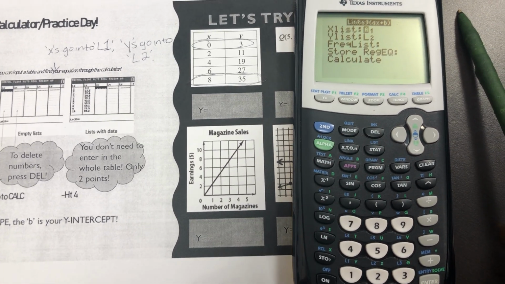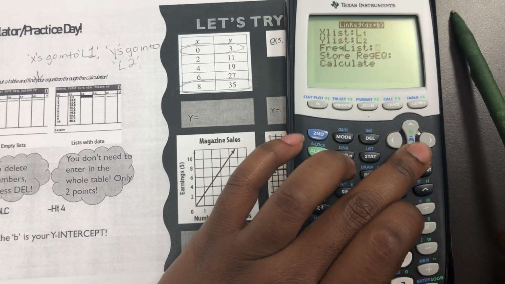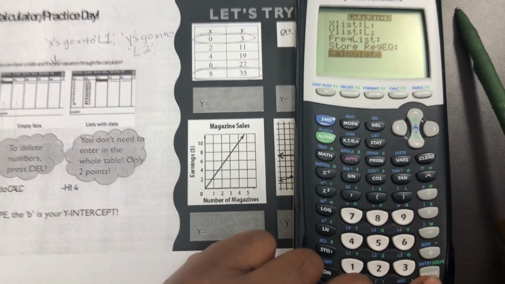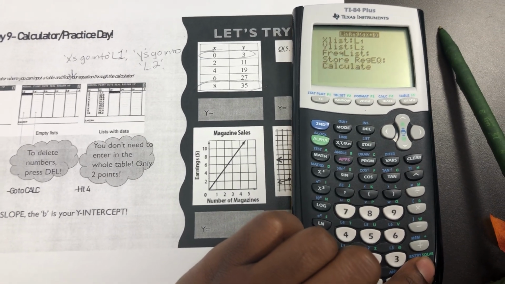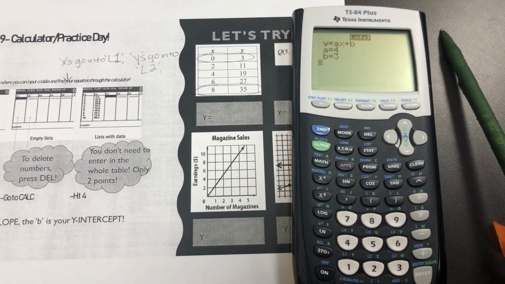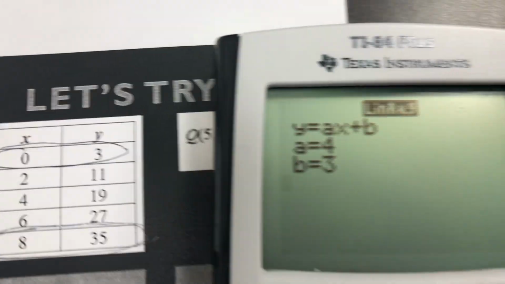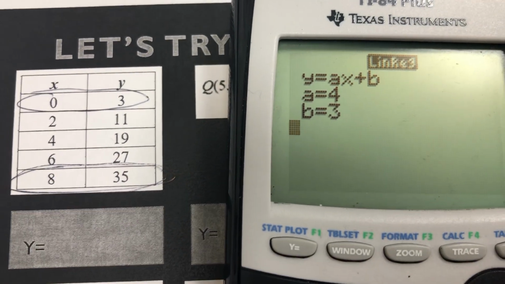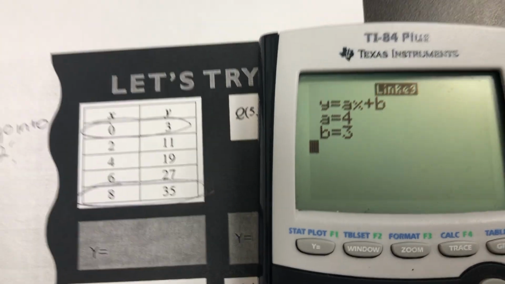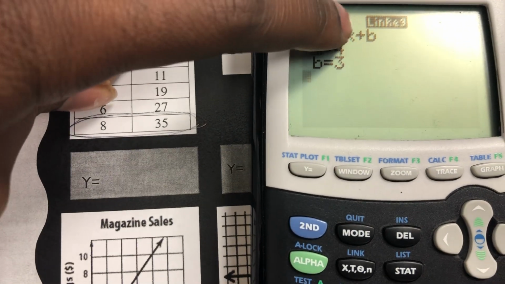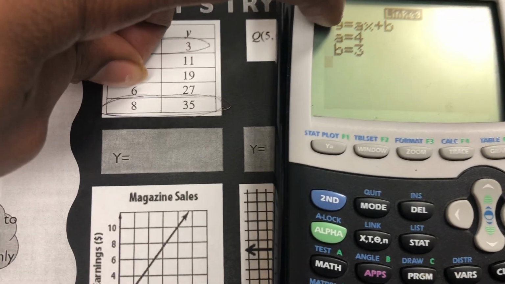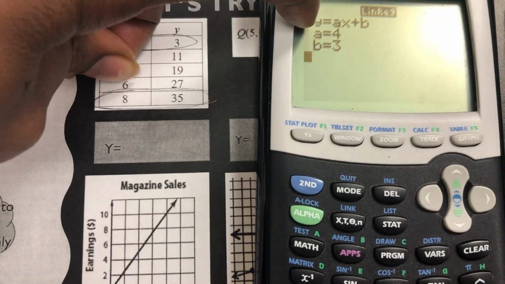And then go all the way down to calculate. So all the way down, go to calculate and press enter. And voila, there is your entire equation. The one thing that's different about it is that instead of y equals mx plus b, it says ax plus b. I don't know why, but it does.